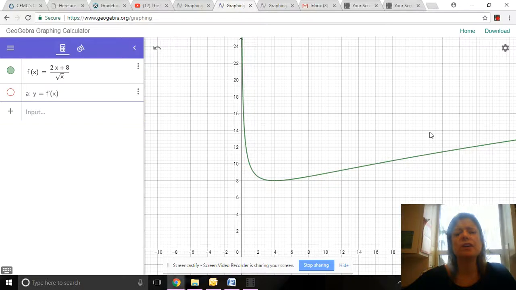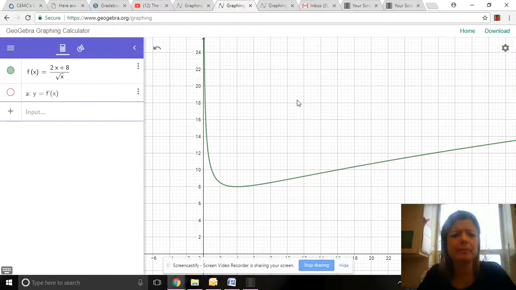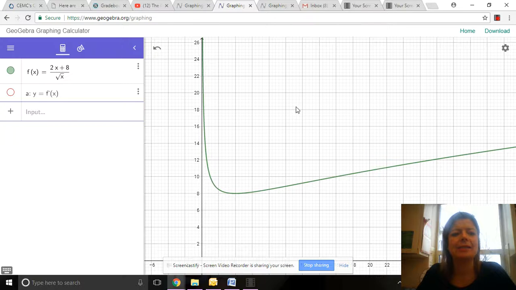The domain of this function is x is greater than 0, based on the fact that it's the square root of x on the denominator. So this only exists in quadrant 1. And you'll notice too that it increases over time. Okay, so there's a vertical asymptote here at 0.